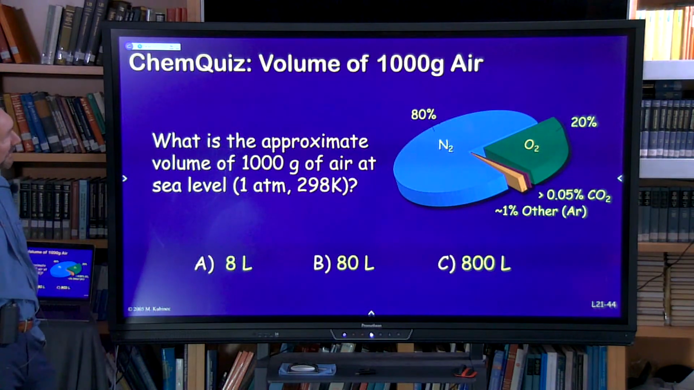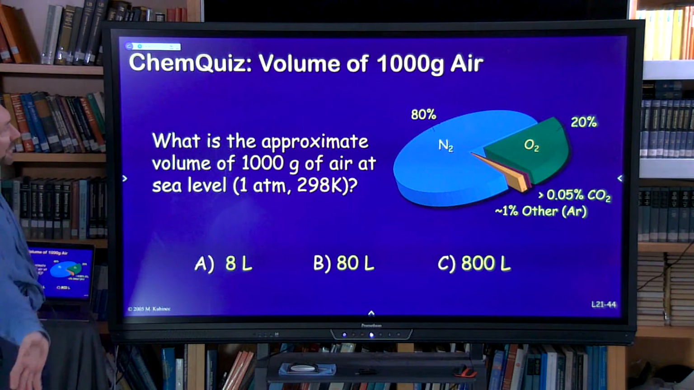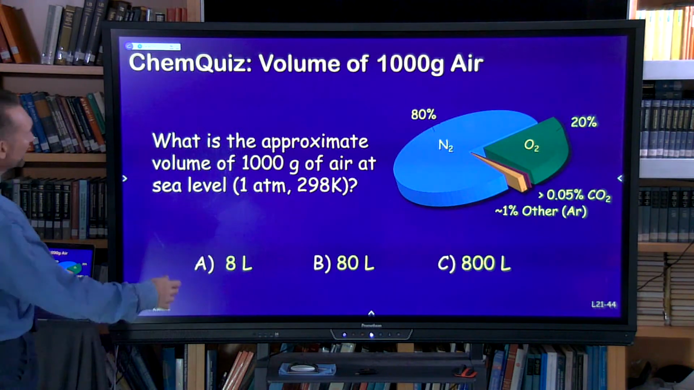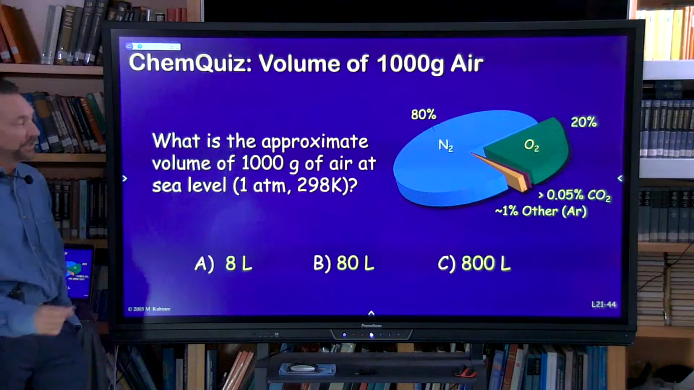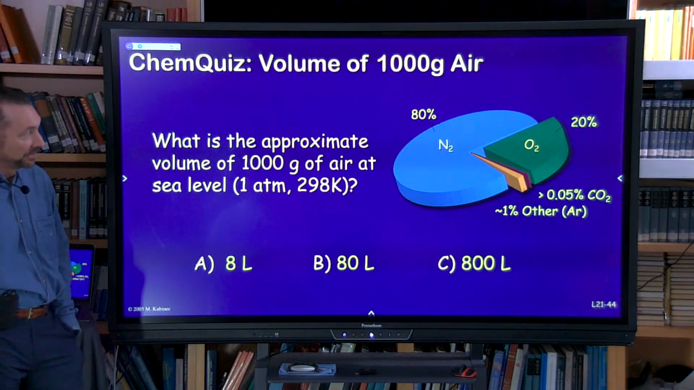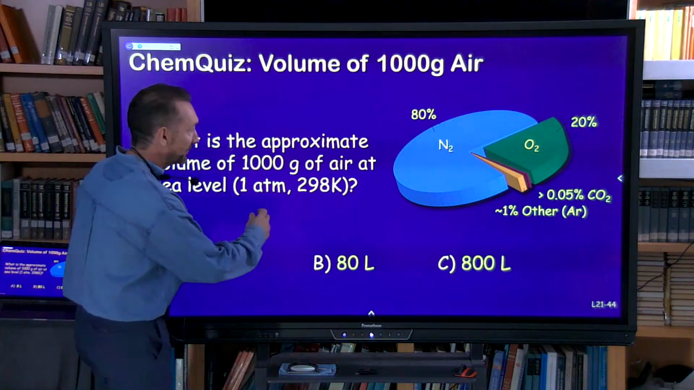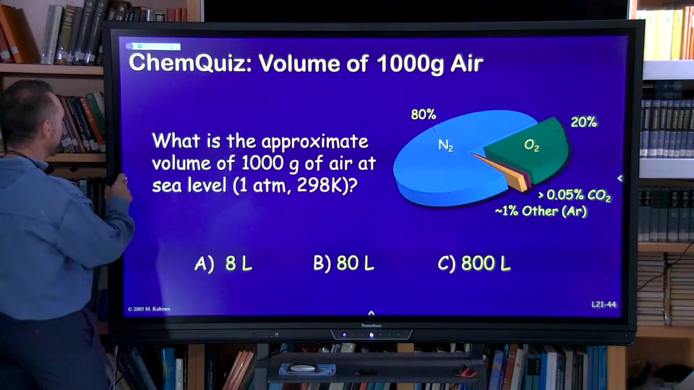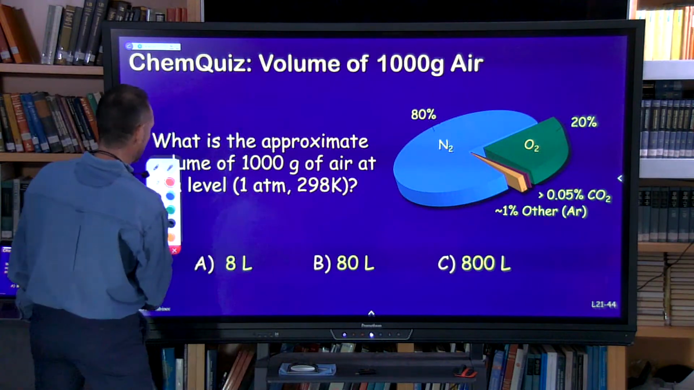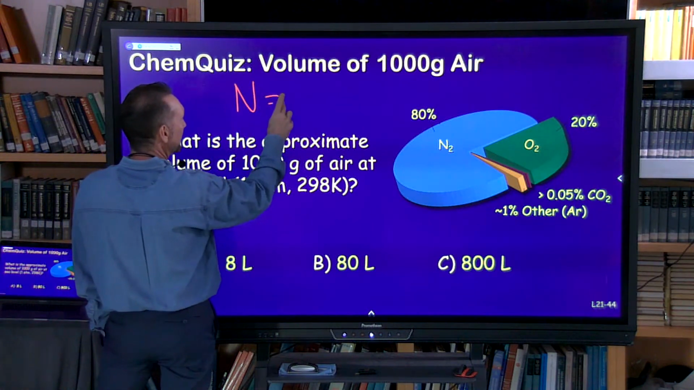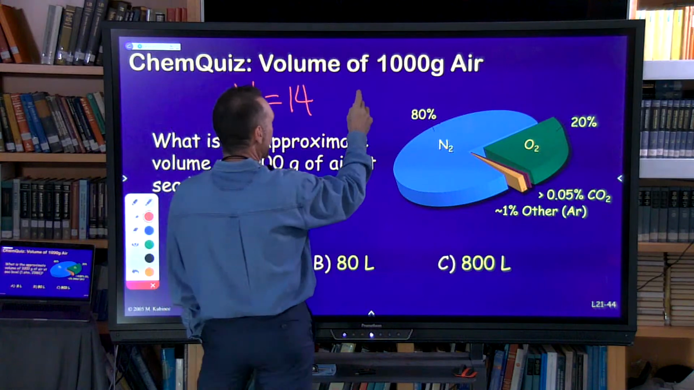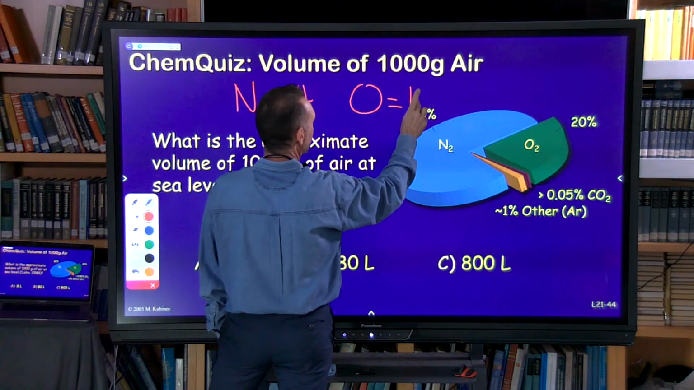Okay, so let's do this. Let's just do kind of a back of the envelope calculation. What's the approximate volume of 1,000 grams of air at sea level, 1 atmosphere and 298 K? So here you actually have to scratch out some numbers, so you don't have to look at a periodic table. I will remind you, if I can. I suck at remembering the periodic table, as you know. I resisted. But the molar mass of nitrogen, I believe, is 14, and the molar mass of oxygen is 16.